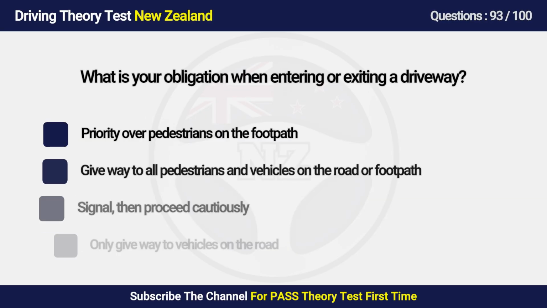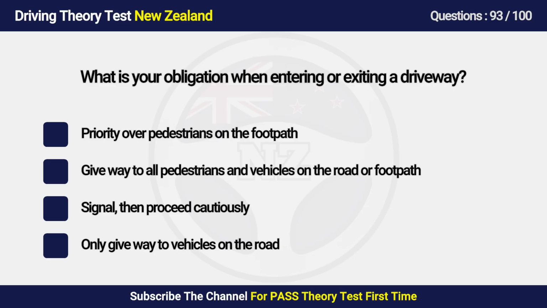Question 93. What is your obligation when entering or exiting a driveway? A. Priority over pedestrians on the footpath. B. Give way to all pedestrians and vehicles on the road or footpath. C. Signal, then proceed cautiously. D. Only give way to vehicles on the road.